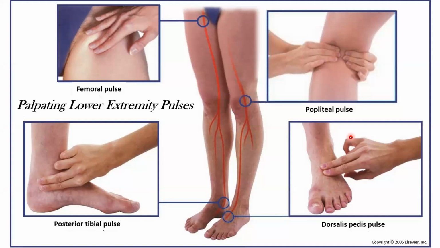So you have to know how and where to palpate these pulses, because these arteries can narrow in a disease called occlusive arterial disease. So narrowing of these arteries will cause impaired blood flow to the muscles, and it will cause pain of the leg muscles. So therefore, you have to know how to palpate these pulses.